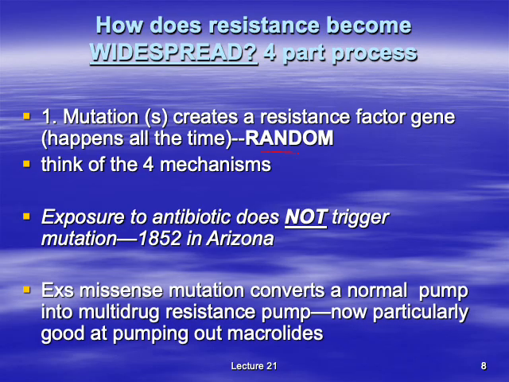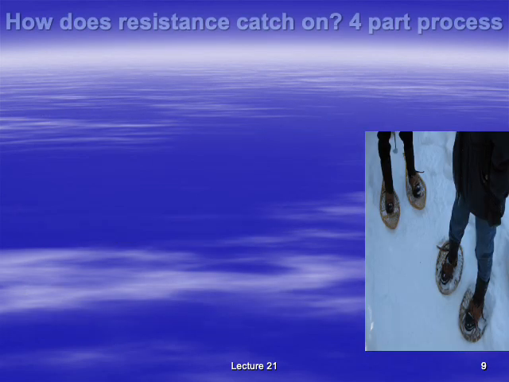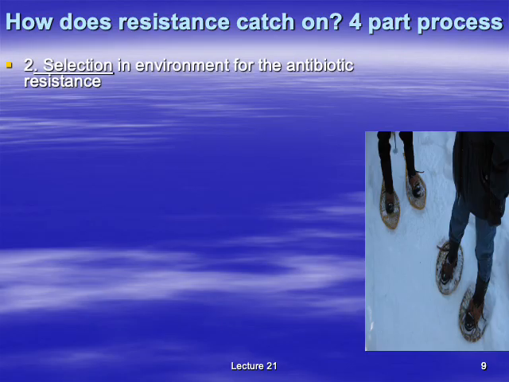So, for instance, a missense mutation converts a normal pump protein into a multidrug resistant pump protein. And you could say this would explain why a bacterium is resistant to macrolides. Let's keep that example as we go through this. The second step is really important, and that is selection in the environment. There's got to be selection in the environment for those bacteria that are resistant to the antibiotic. That's key to them becoming widespread.